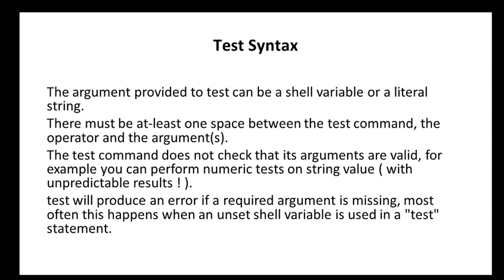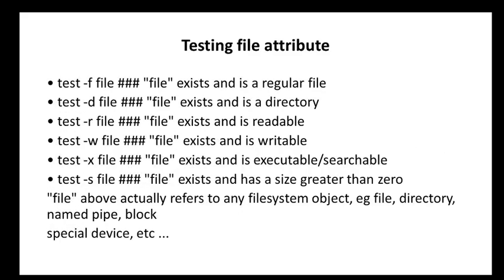Next, test syntax. The argument provided to test can be a shell variable or a literal string. There must be at least one space between the test command, the operator and the argument. The test command does not check that its arguments are valid. For example, you can perform numeric tests on string values. Test will produce an error if a required argument is missing. Most often this happens when an unset shell variable is used in the test statement.